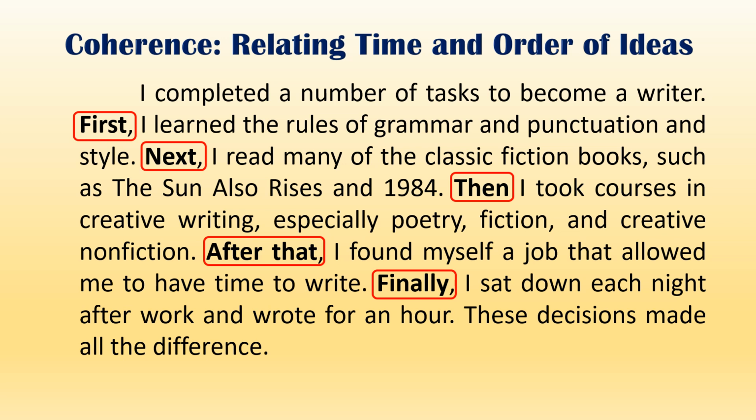I completed a number of tasks to become a writer. First, I learned the rules of grammar and punctuation and style. Next, I read many of the classic fiction books, such as The Sun Also Rises and 1984. Then I took courses in creative writing, especially poetry, fiction, and creative nonfiction. After that, I found myself a job that allowed me to have time to write. Finally, I sat down each night after work and wrote for an hour. These decisions made all the difference.